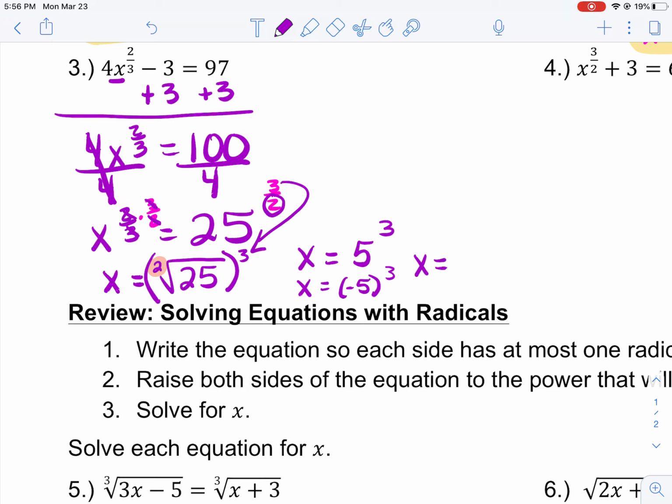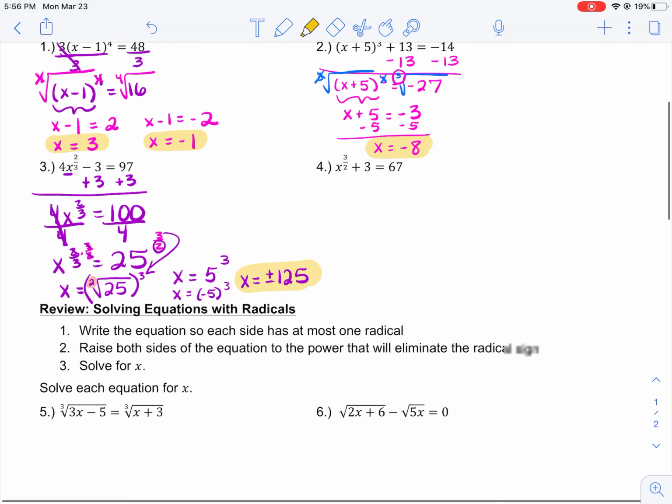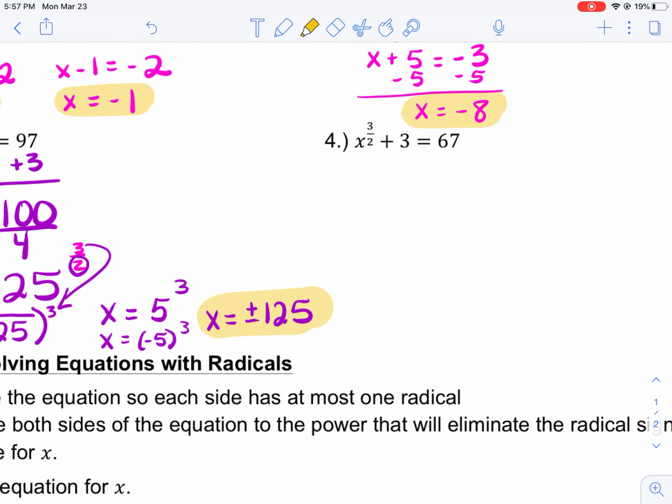So your answer: 5 to the 3rd is 125, negative 5 to the 3rd is negative 125, and so we get plus or minus 125. Okay, and I know that plus or minus sign can be confusing. Just try to remember, if you have a step where you have to take an even root, that's when you have to consider that the original base could be positive or negative. So whatever number you're taking the even root of, that number there could be a plus or it could be a minus.